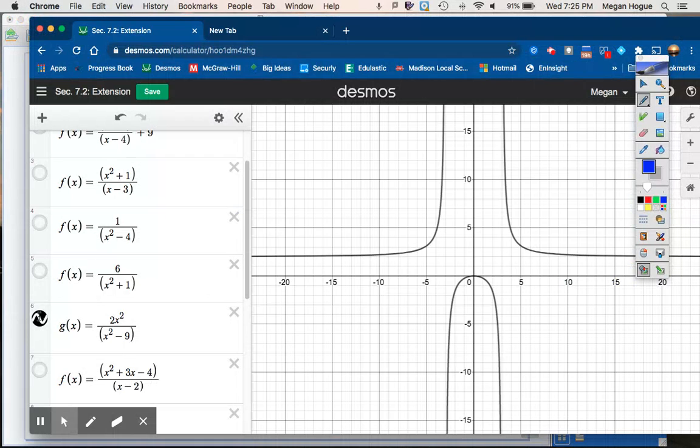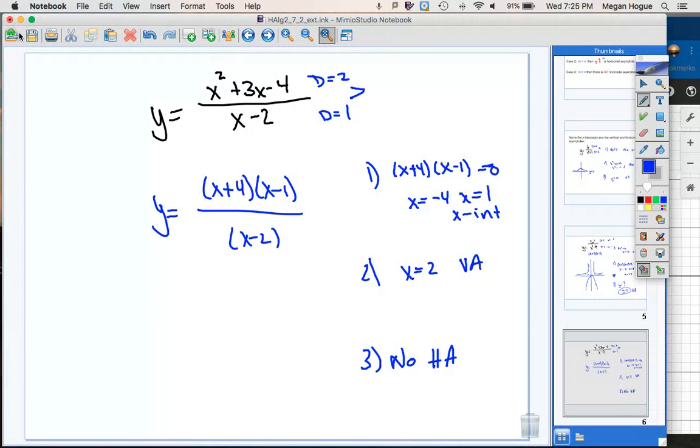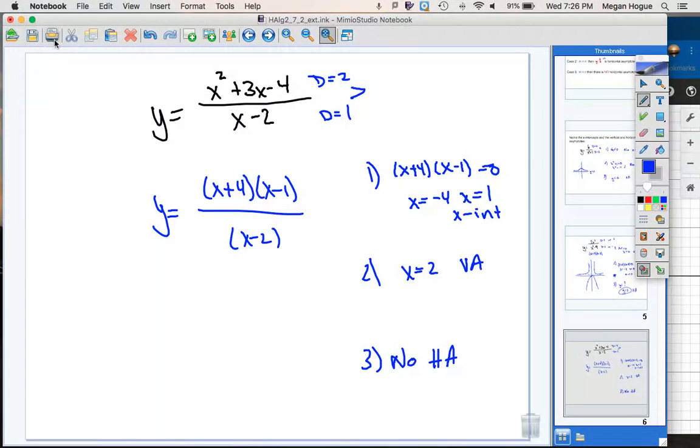And then let's see, we'll uncheck that. Uncheck that. Check this one. Oh, there we go. And so let's see. We have x-intercepts, those two. That looks about at -4 and 1. And let's see, we had no horizontal, vertical at 2. That looks about at 2. And so I'd make a sketch. Let's not worry about graphing anything else.